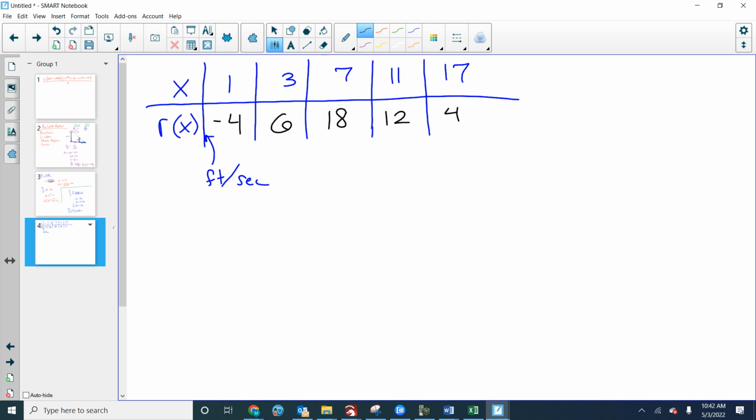So wouldn't an integral usually do that for us, right? An integral from 1 to 17 would give us displacement. But they're saying, well, I don't know what the function is. I don't know the antiderivative. Let's just use the trapezoidal sum to replace that. And they'll have to say use the trapezoidal sum with n equals 4.